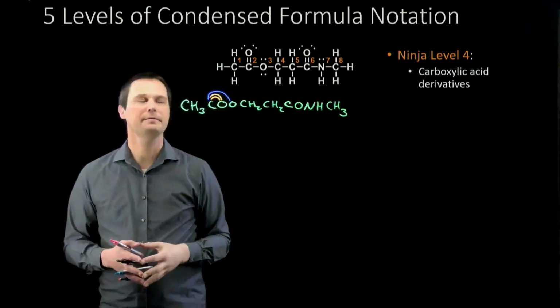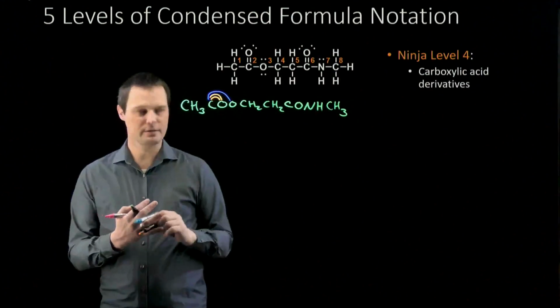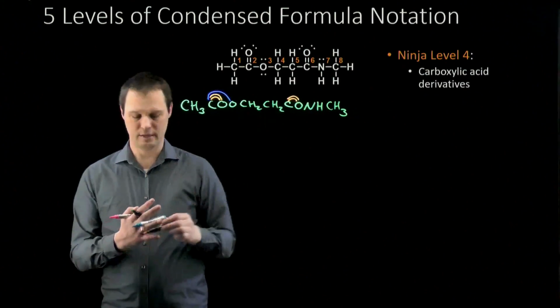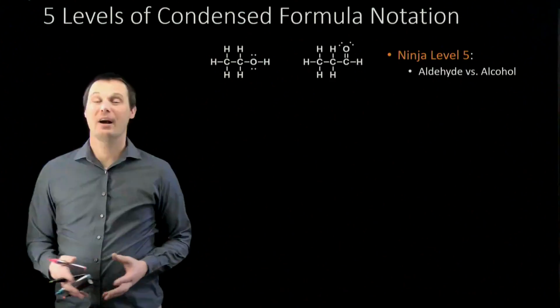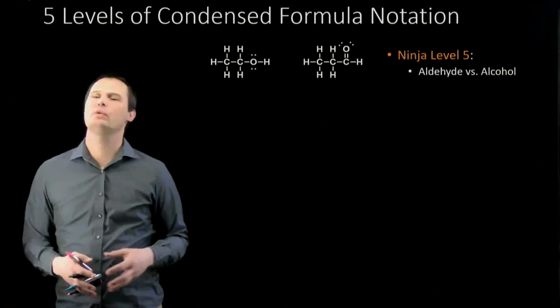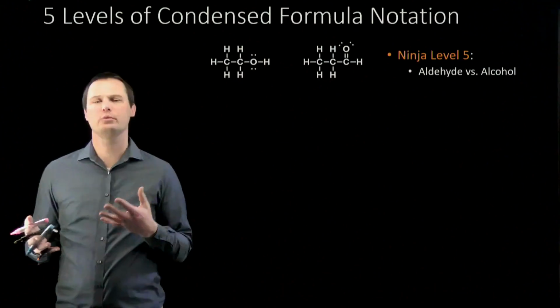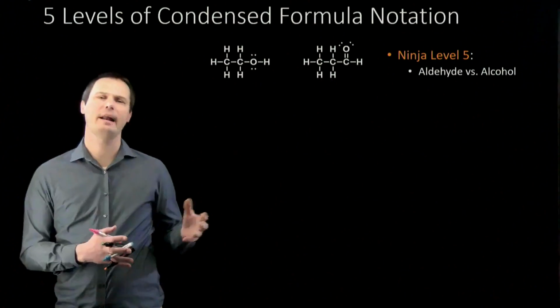To do this amide functional group, we say that it's doubly bonded to this first oxygen and singly bonded to this nitrogen. This is the convention for carboxylic acid derivative. Our last example happens to be one of the hardest ones for students to comprehend, and that's the difference between an alcohol at the end of a chain and an aldehyde at the end of a chain.